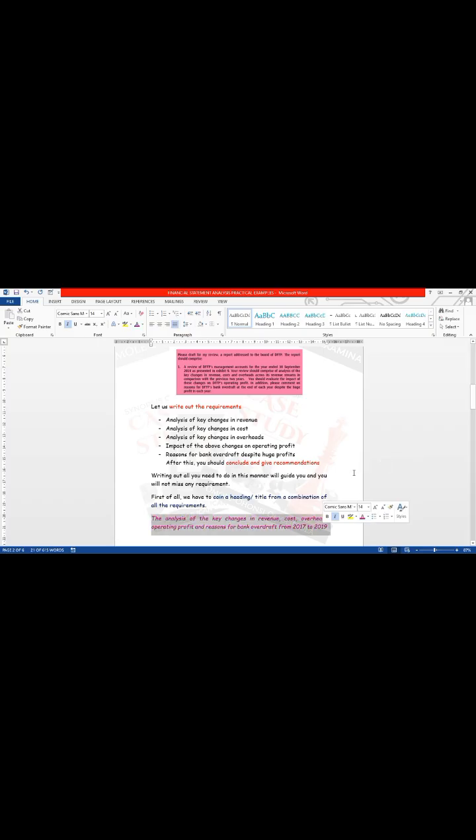So now you can see that we have coined the heading, and it covers everything. It covers the revenue, the cost, the overhead, the operating profits, and the bank overdraft. Writing out your requirements like this will not only guide you so that you will not miss out on any requirement and lose marks, but it also guides you when you are trying to coin a heading. So it's very, very important to do that. Please write out the requirements. It will help you a lot.